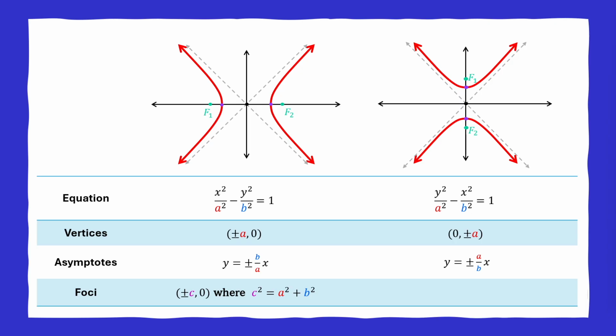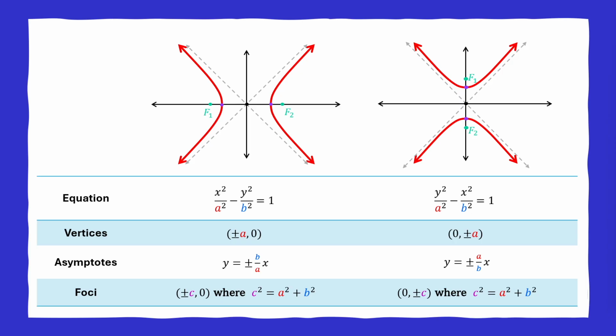The slope is rise over run. Since the y direction is the rise, the number under the y squared goes on top. That's why the slope is a over b in this case. The foci are at 0, positive and negative c, where c squared equals a squared plus b squared. The foci are located above and below the center and help define how wide the branches open.